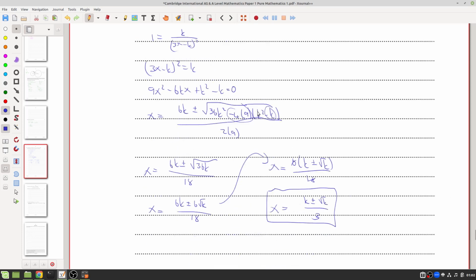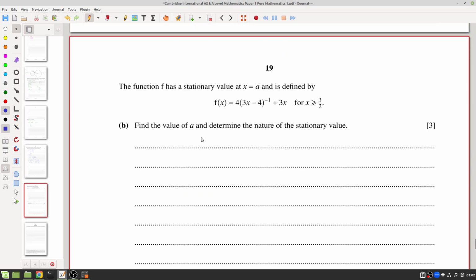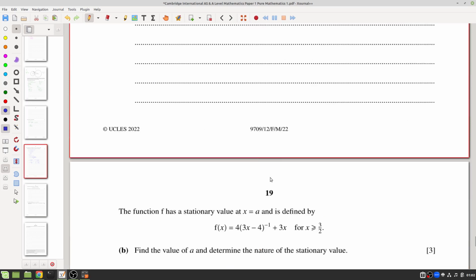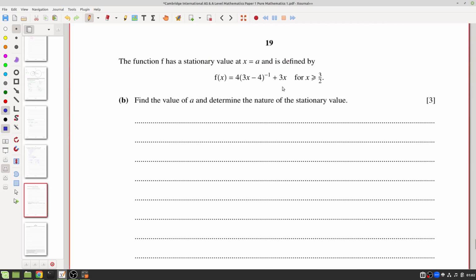Okay, next up, the function f has a stationary point at x equals a, and is defined by this. Okay, so that's quite nice. So now we see what k is, right? So k is 4, because that was just k and k, if I'm not mistaken. Right, k and k, and that's the same thing. Yep, so k is just replaced with 4. So it's only for x greater than 3 over 2, so that's probably going to come in handy later. Find the value of a.